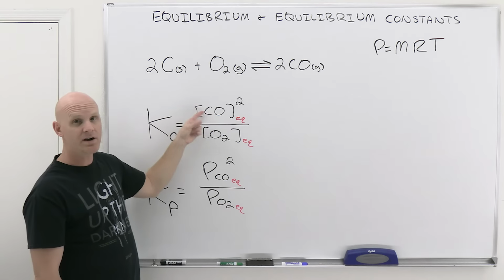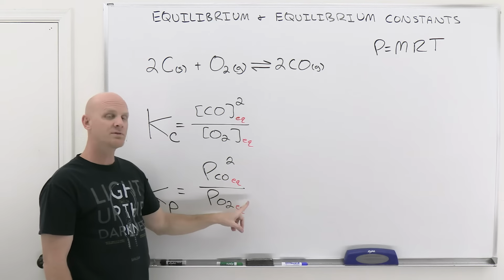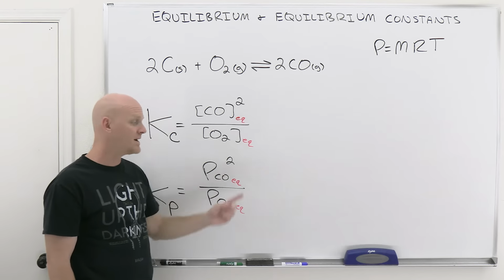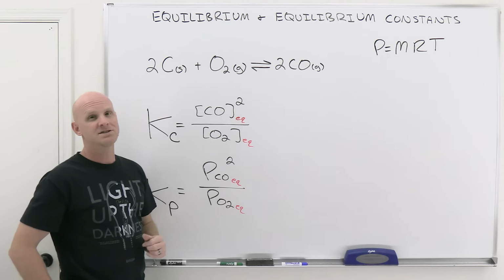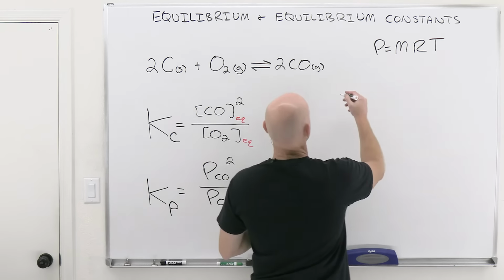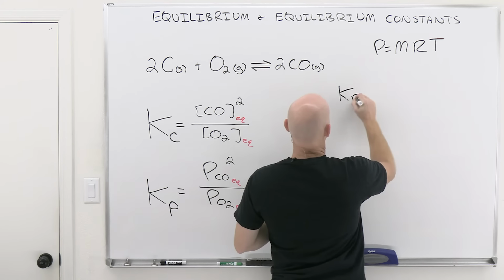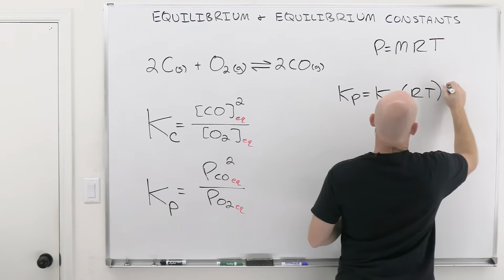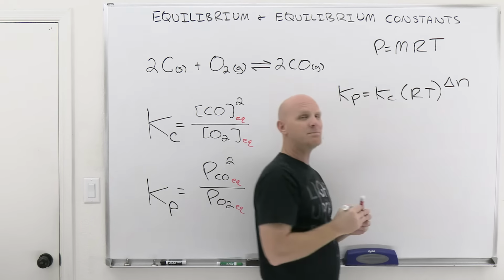on top, just like here, but you end up with an extra factor of RT on the bottom and an extra factor of RT all squared on top, and they're not going to cancel. So you've got that extra factor of RT you've got to factor in. And there's an equation for this. It just goes Kp equals Kc times RT to the delta n power.